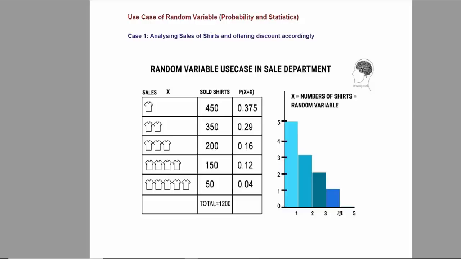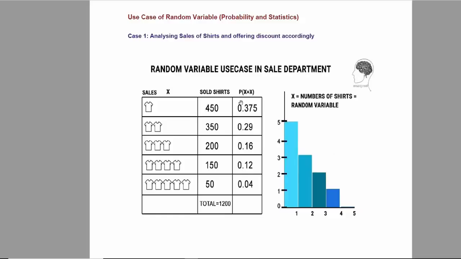Try to see here, if 5 shirts are sold together, only 50 pieces are sold, and the probability is very low because 1200 is the total shirts sold. 50 divided by 1200 is equal to 0.04. This is a probability mass function. Just a statement: if you are calculating for a continuous random variable, you are calculating the probability density function. If the random variable is discrete, like 1 2 3 4 5, it is a probability mass function. So on the y-axis I draw the probability mass function.